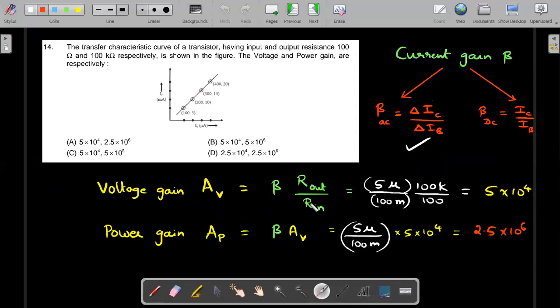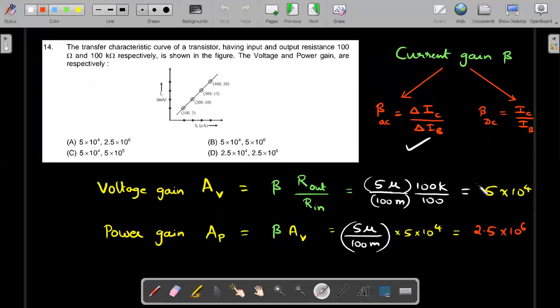NCERT is much more elaborate, but I don't think you have time in the last one week at least. So this is a very important formula that you should know by heart: beta into R out divided by R in. Beta value, I already said, every difference of 5 microampere is creating a difference of 100 milliampere. Please note the units on the axis. So 5 micro divided by 100 milli you'll get here. The R out and R in ratio is 100k and 100 ohms, so I have written that.